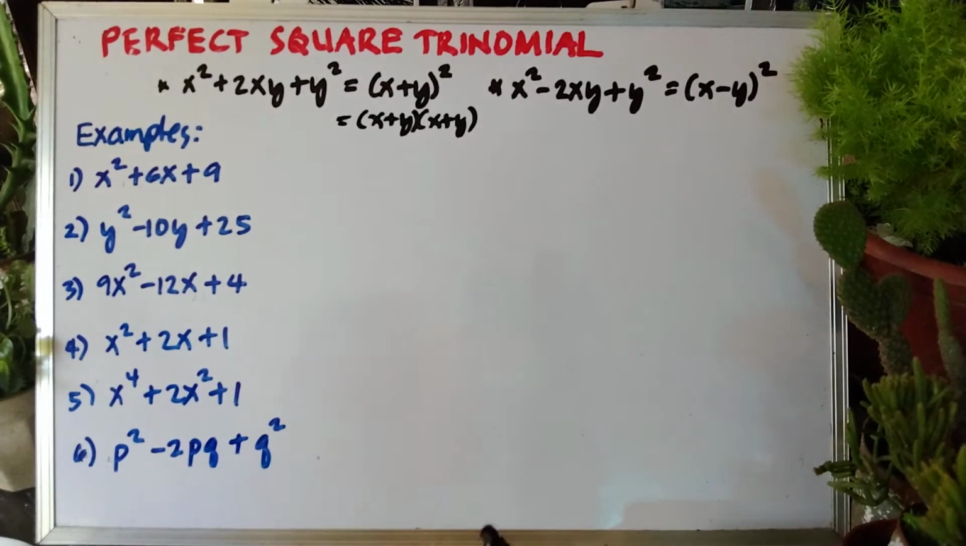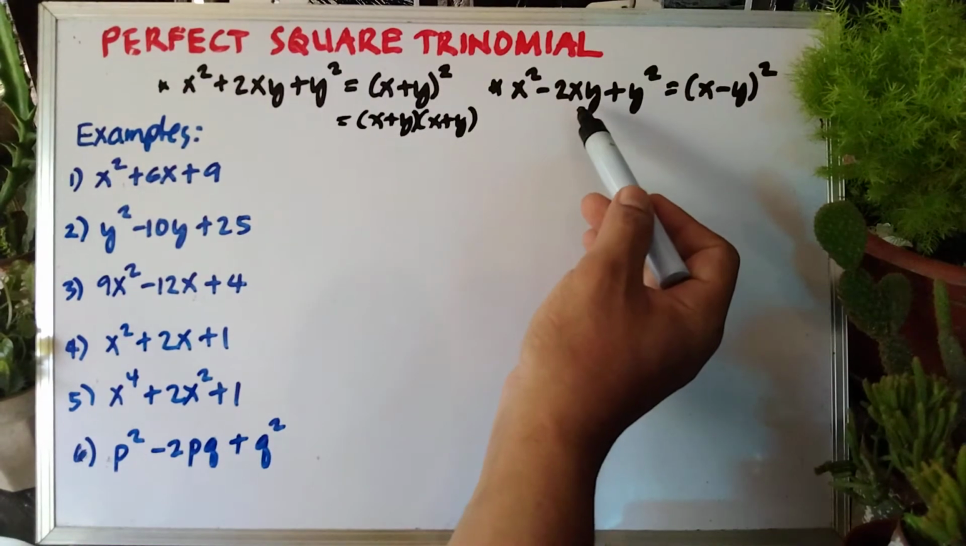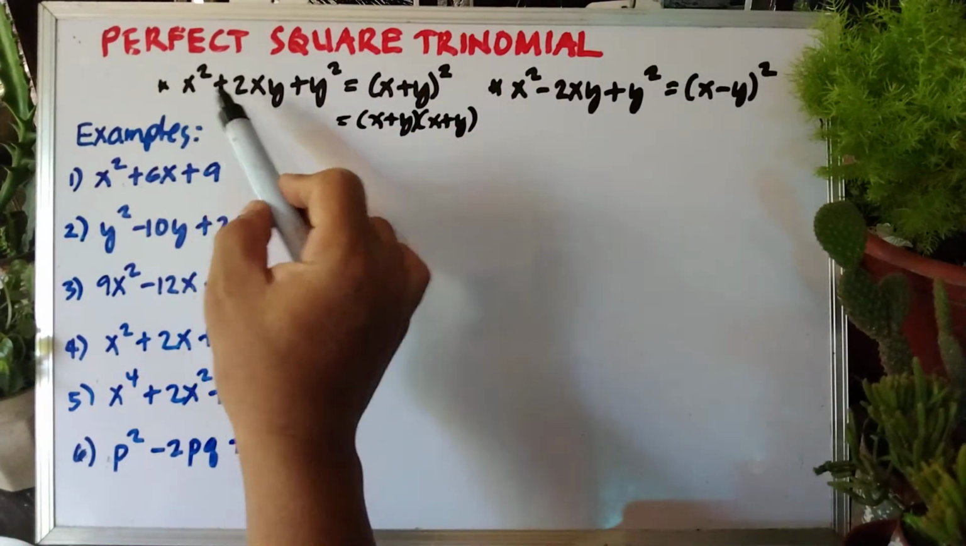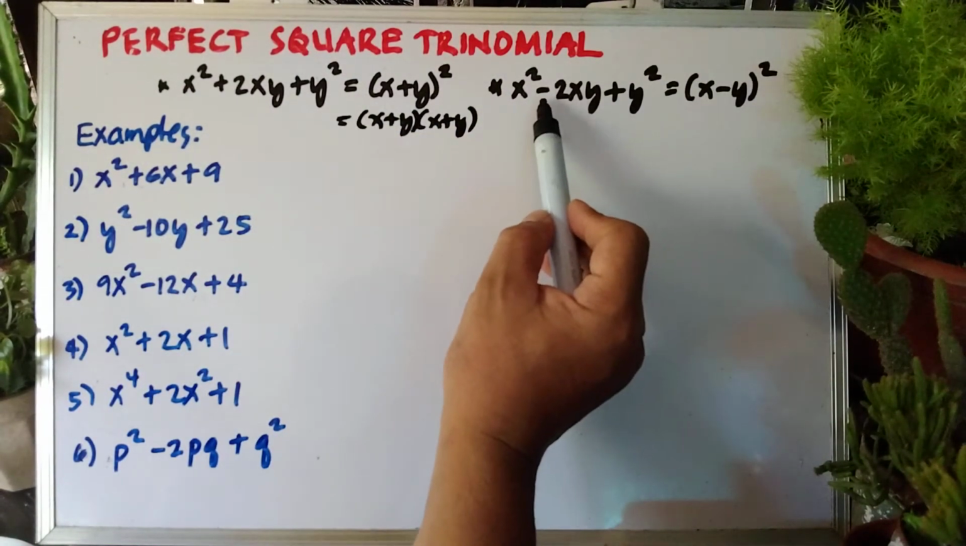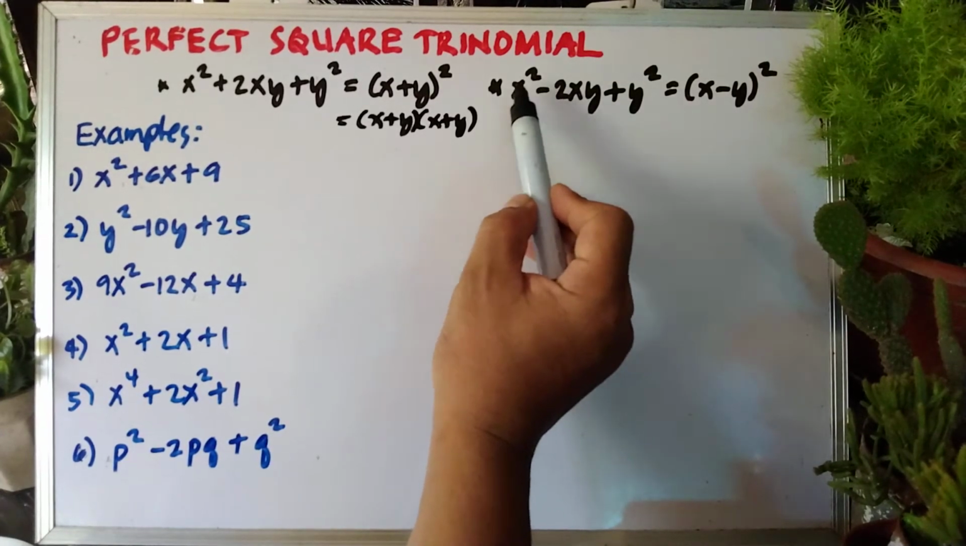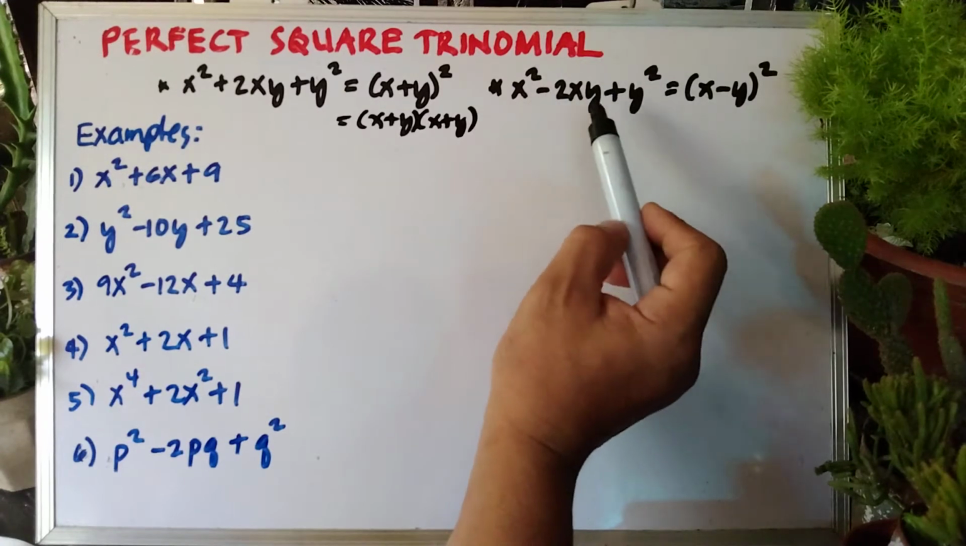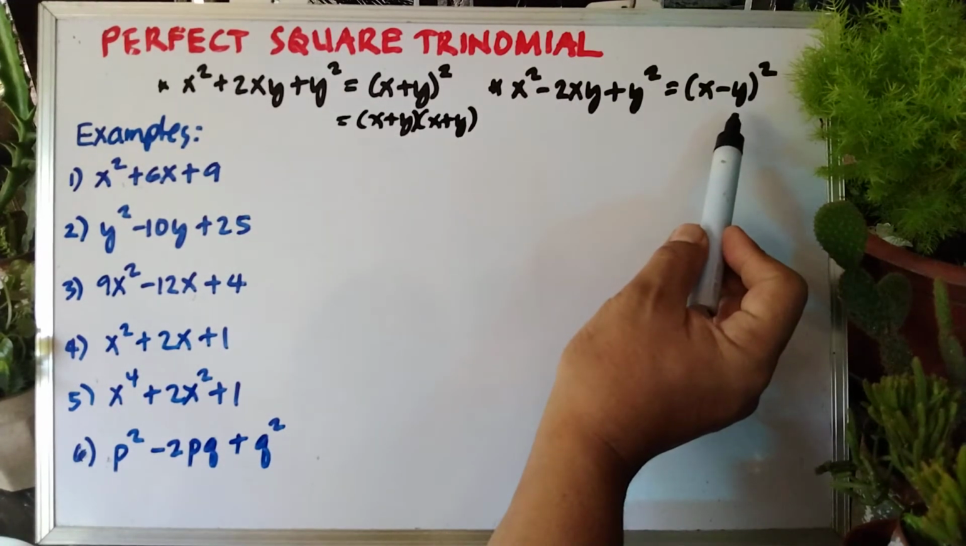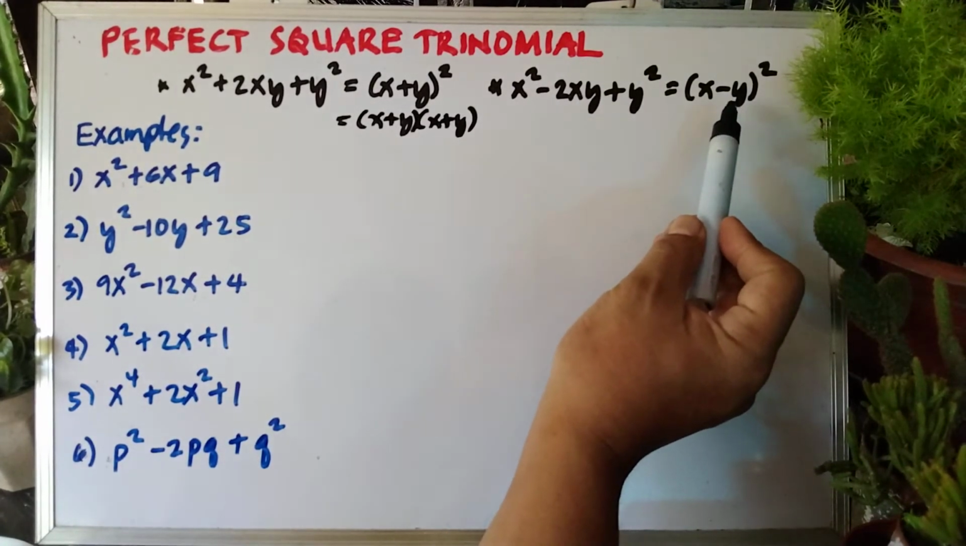Okay? Now, look at the second trinomial. Okay? Magkatulad sila nito, pero yung second term is minus dito. Okay? Kung ganito yung itsura ng trinomial na perfect square, ito rin yung factored form niya. X minus y to the power of 2.